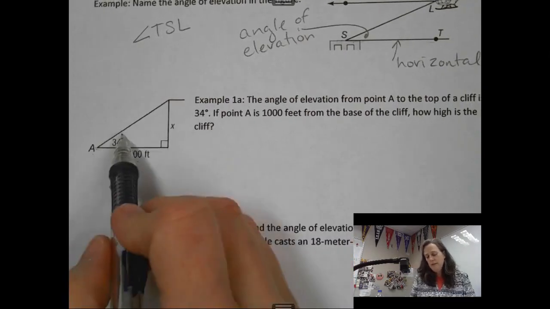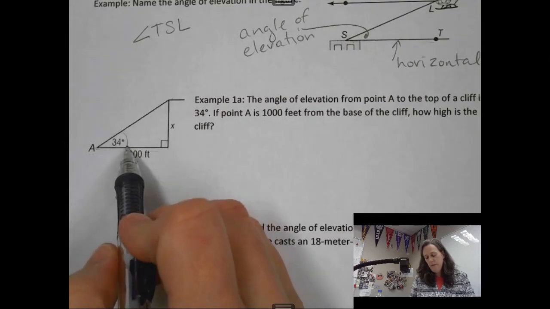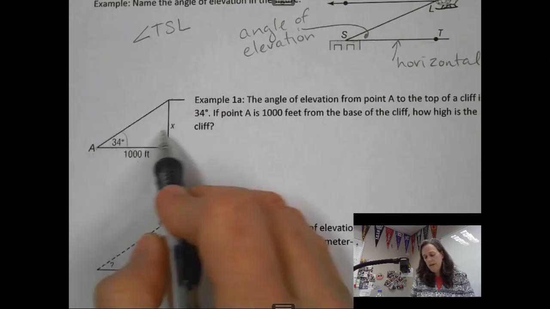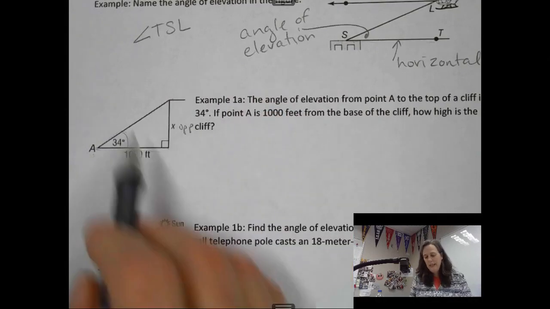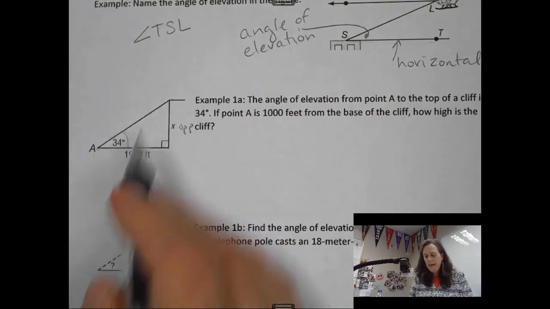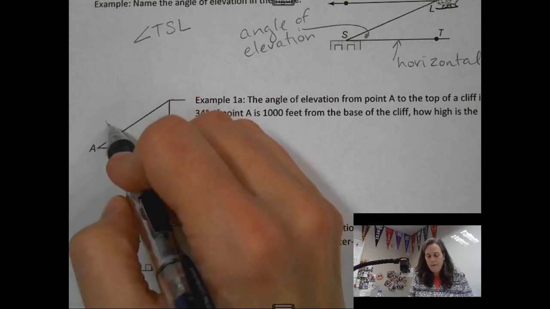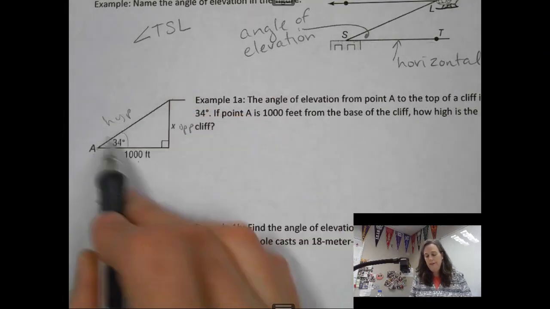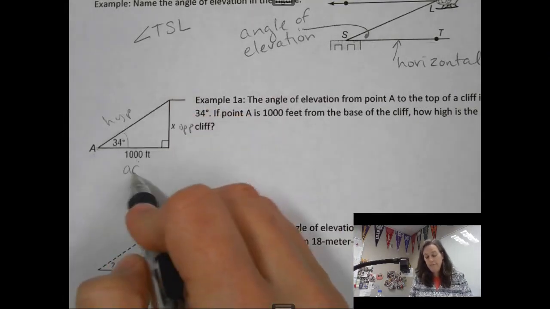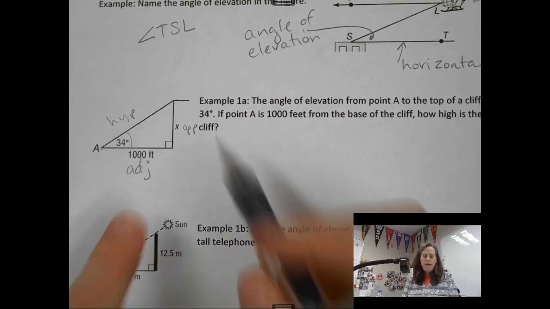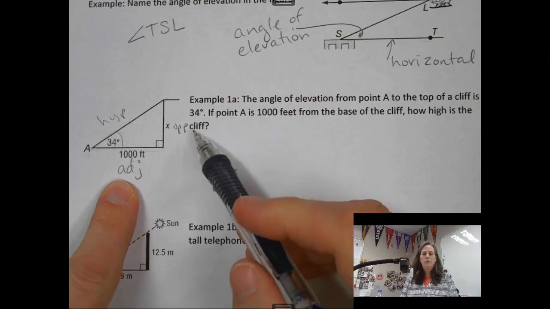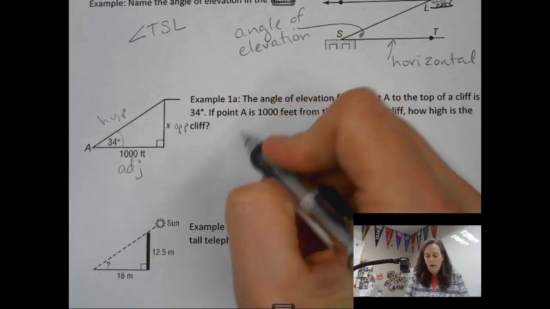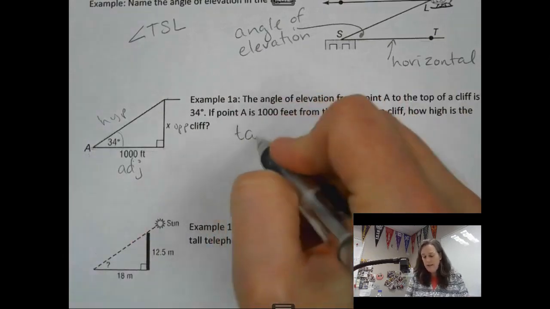So if this is our angle that we're using, we look over here, this is the opposite side. And then this would be, it's not the hypotenuse, right? Here's the hypotenuse, the longest side. So this must be adjacent. If we have adjacent and opposite, which trig ratio do we want to use? Hopefully you said tangent. That's right.